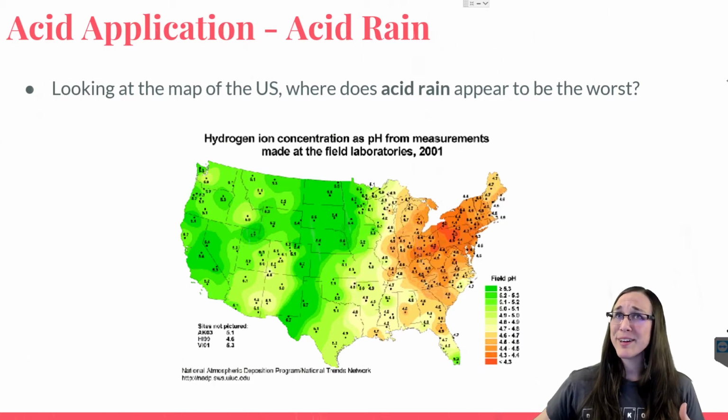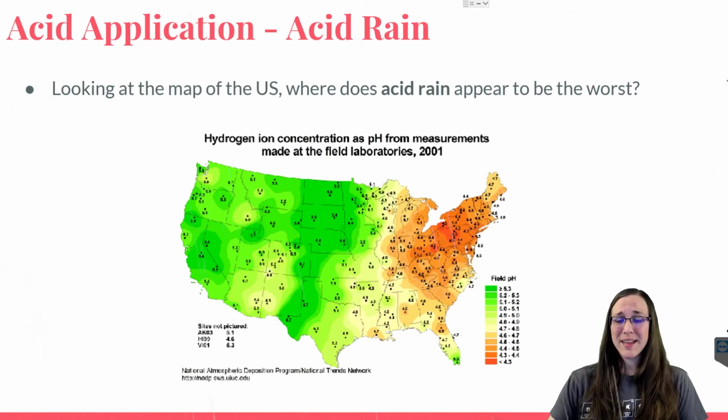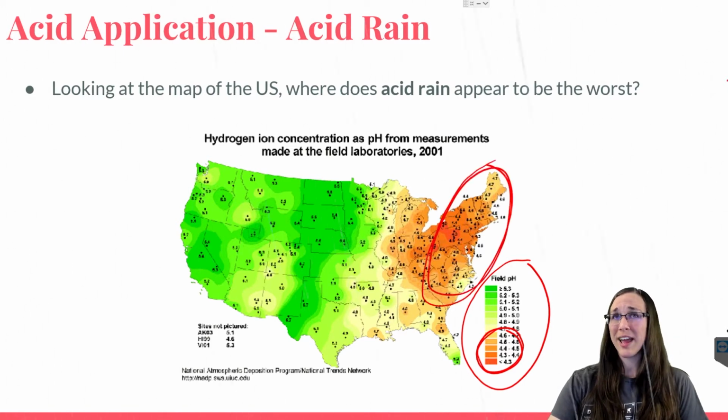Acid rain. If we're going to look at this map of the United States, where does acid rain appear to be the worst? Hopefully you see, based off of this field pH down here in the corner, that the worst is going to be in this red-orange zone. And clearly the East Coast is kind of plagued with this red-orange zone in terms of acid rain. Why is that the case? Why is there so much acid rain on the East Coast in comparison to the entire West Coast?